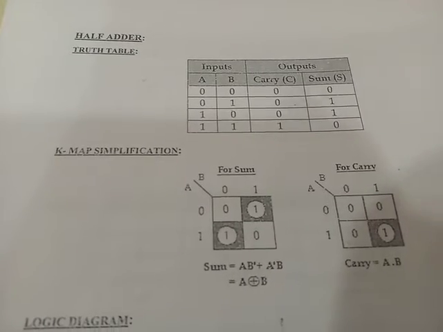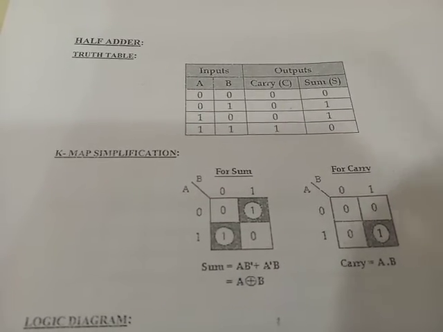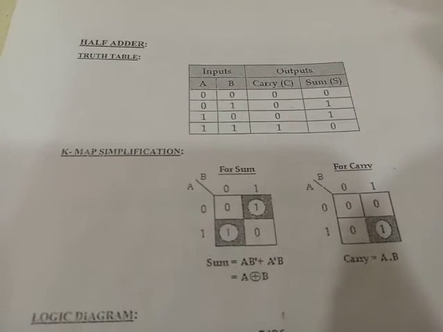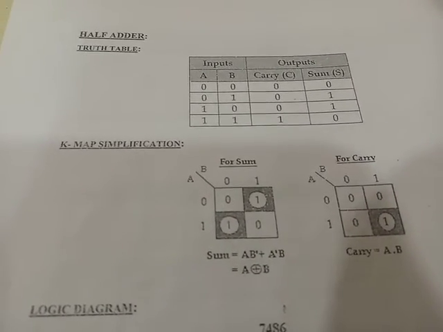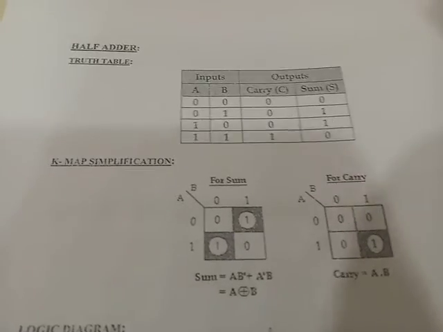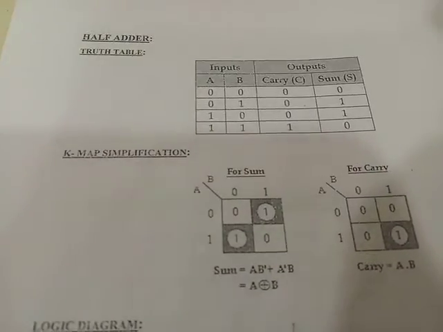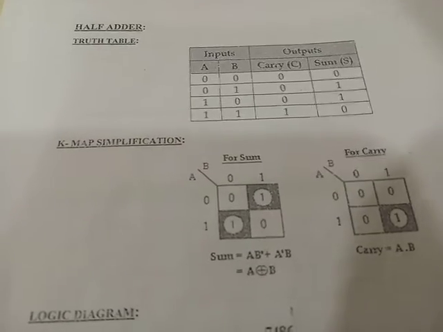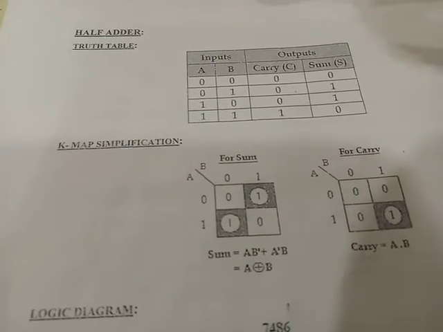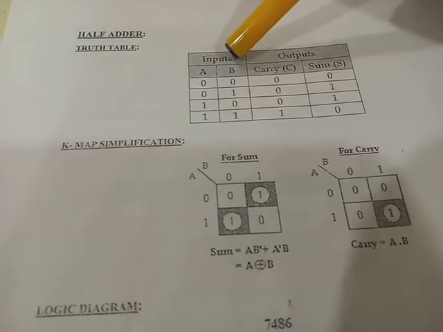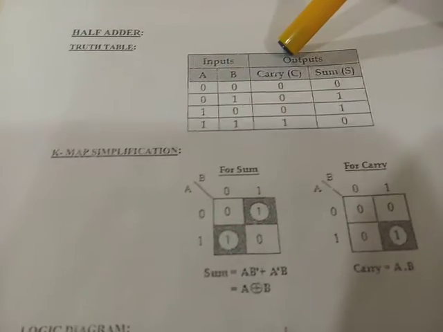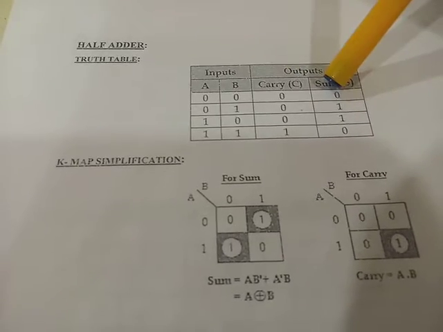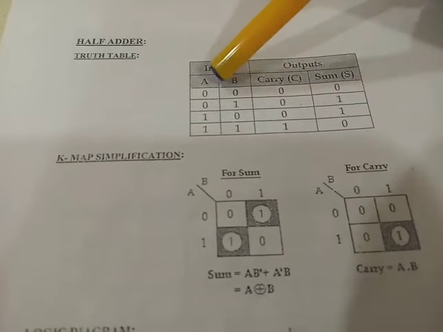In theory classes you already studied what a half adder is. If you want to add 2 bits, we go for a half adder. If you want to add 3 bits, then we go for a full adder, right? For a half adder we require only 2 inputs, and the outputs will be carry and sum. These are the 2 outputs of the half adder circuit, right?